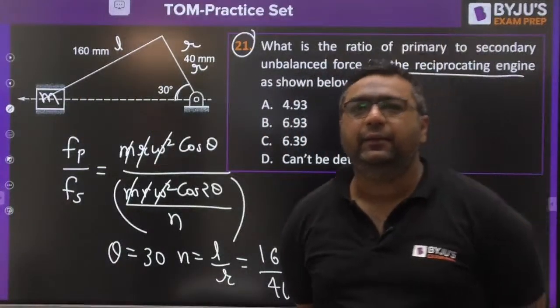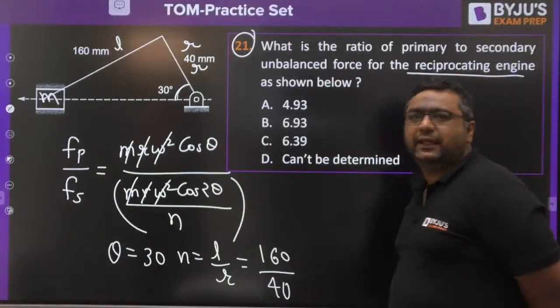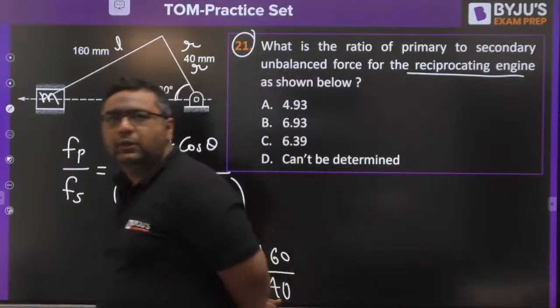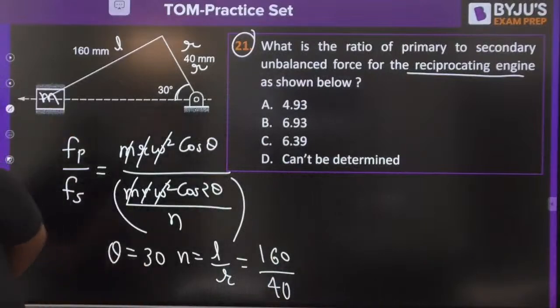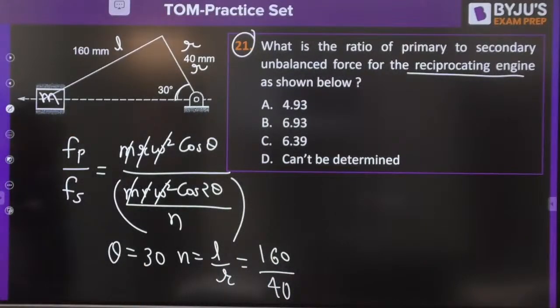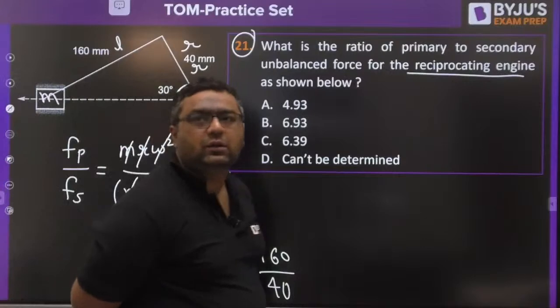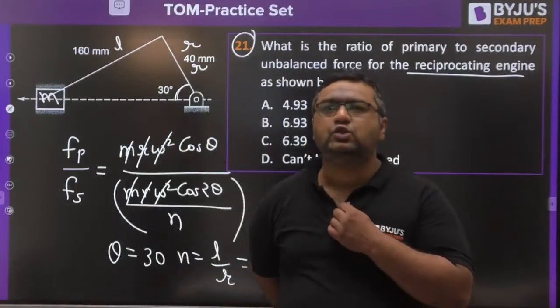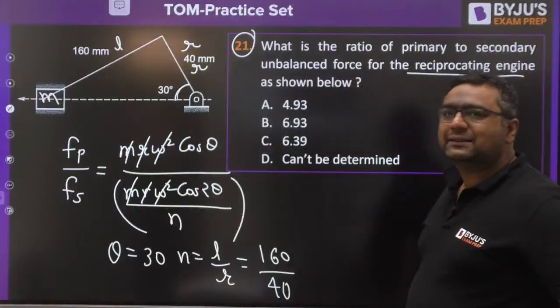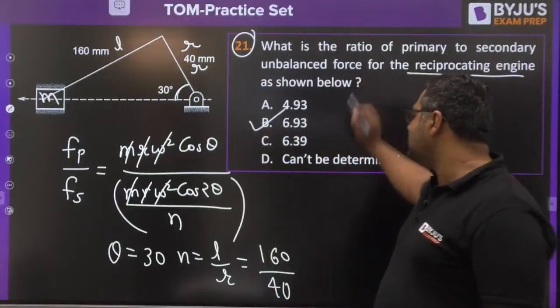Shubhadeep is saying B. Rakshit is saying C. Sorry, B. Okay. What about others, guys? Very good, Rakshit. Very good, Manas. Very good, Shubhadeep. And Sagnik. Everyone is correct. B is the right answer.